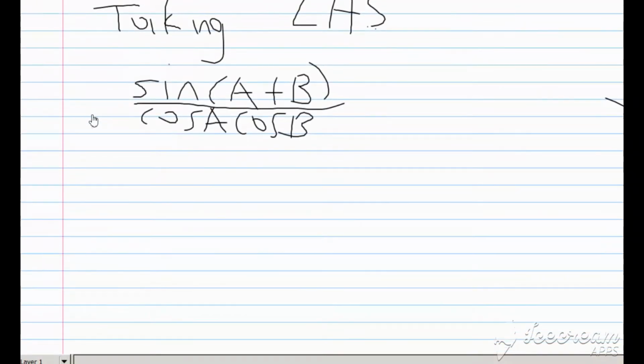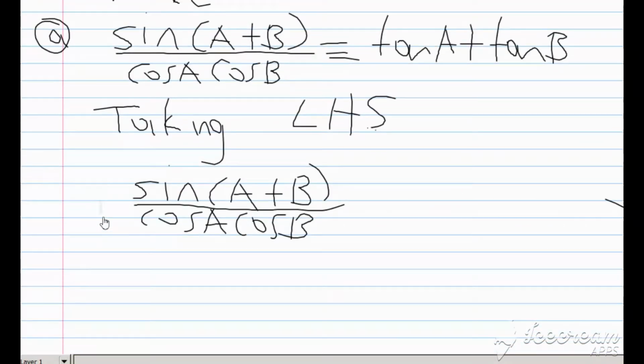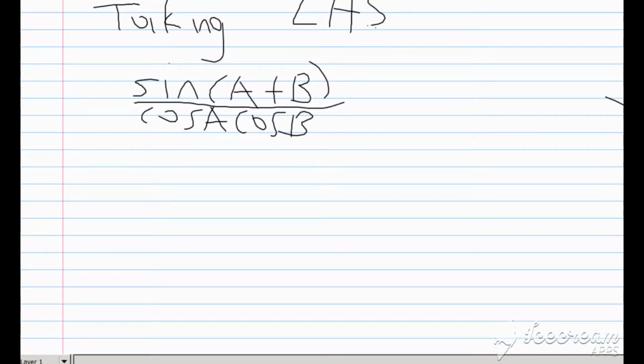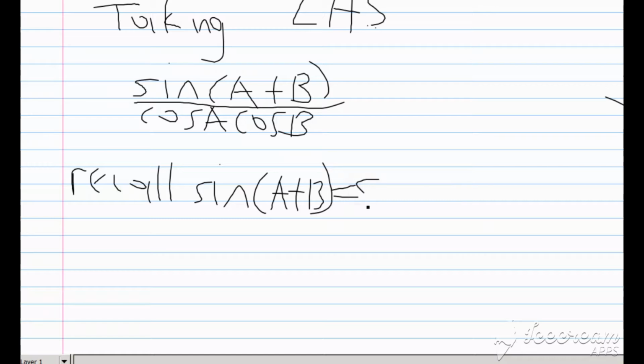Now let us see if we recognize anything here, and bear in mind that the right-hand side is tan A plus tan B. Looking at the numerator here, we know that we can apply the compound angle formula for sine. Recall that sine of A plus B is equal to sine A cosine B plus sine B cosine A.